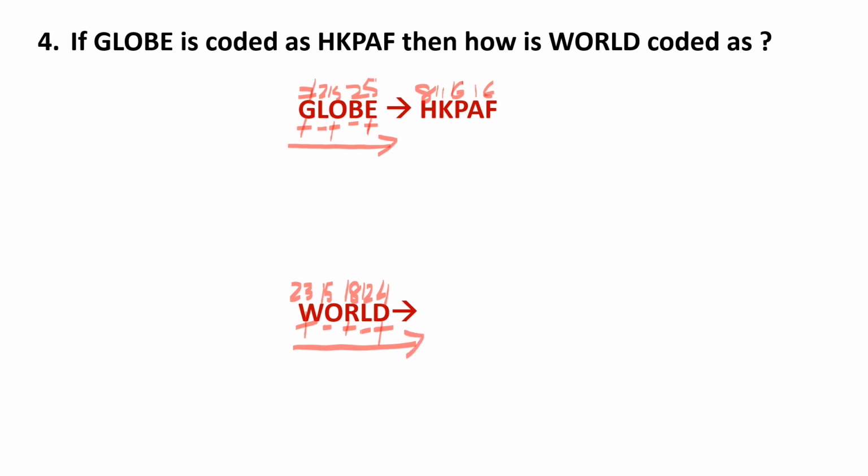So 23 plus 1 is 24, and 24 is X. 15 minus 1 is 14, and 14 means N. The third letter is R, 18 plus 1 is 19, which means S. Next, the fourth letter, 12 minus 1 is 11, and 11 means K. 4 plus 1 is 5, and 5 means E. So the answer is XNSKE.